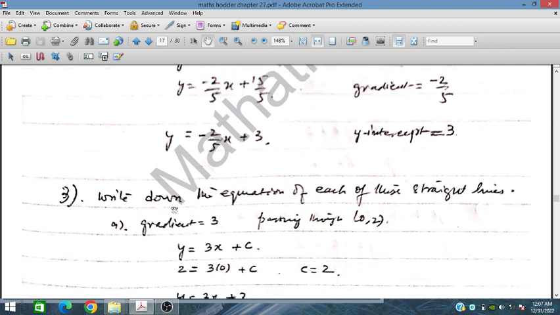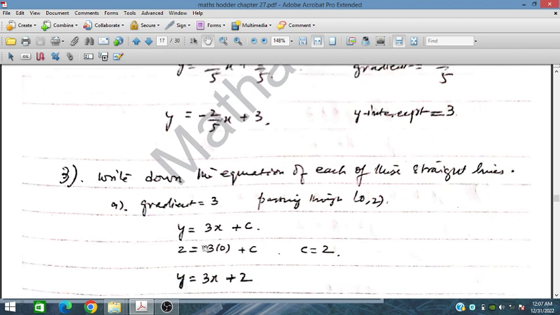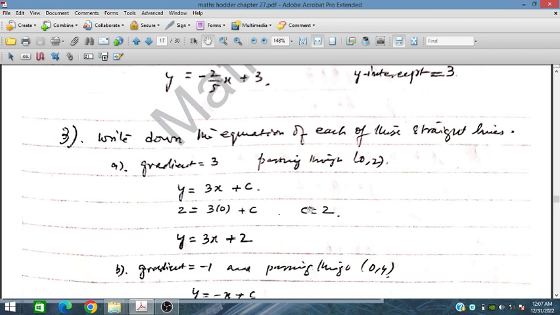Write down the equation of each of these straight lines. The gradient is 3 and it passes through (0, 2). So y = 3x + c. The gradient is given and we don't know the intercept, but it passes through (0, 2). So we substitute 0 and 2, and we get c = 2. So y = 3x + 2 is the equation.